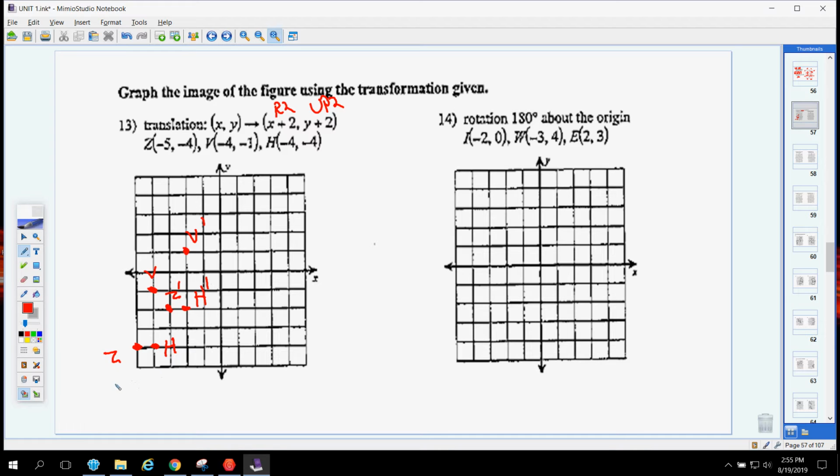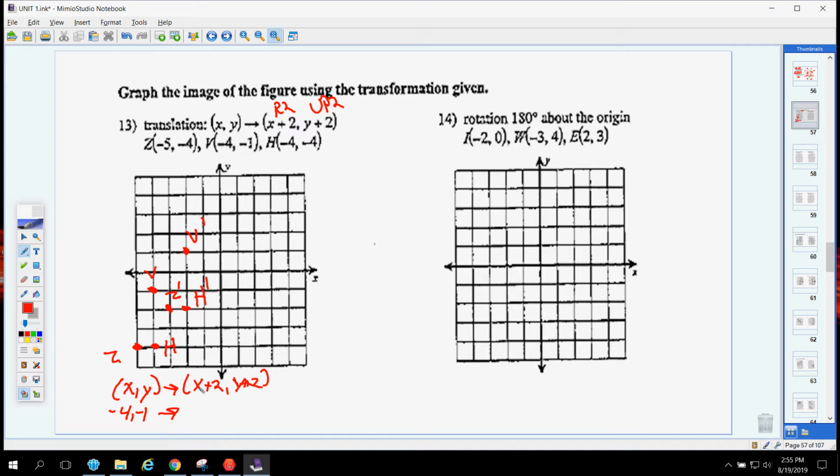Algebraically, we can see that if we go X, Y becomes X plus 2 and Y plus 2. We can plug any of the points in. It should come out the same. Let's do V. V started at negative 4, negative 1. So negative 4, negative 1.